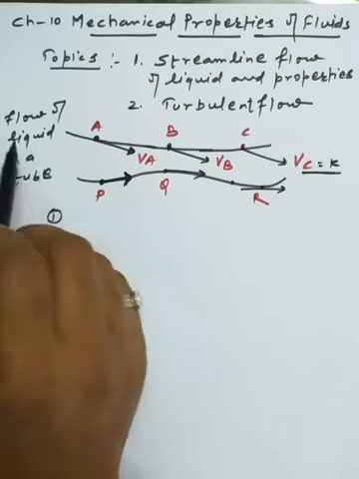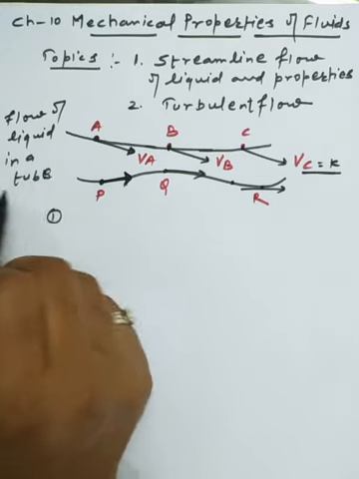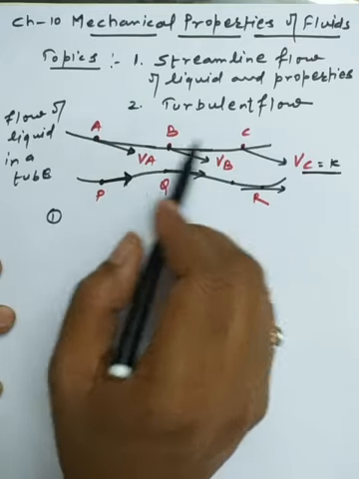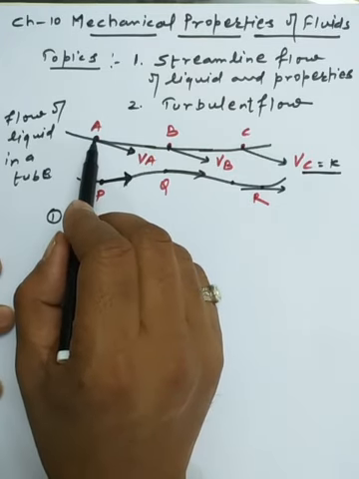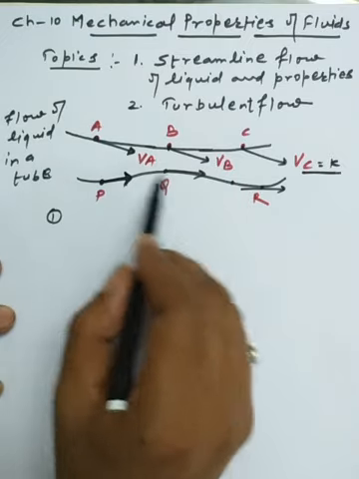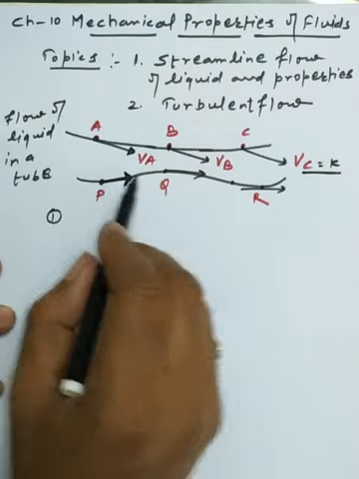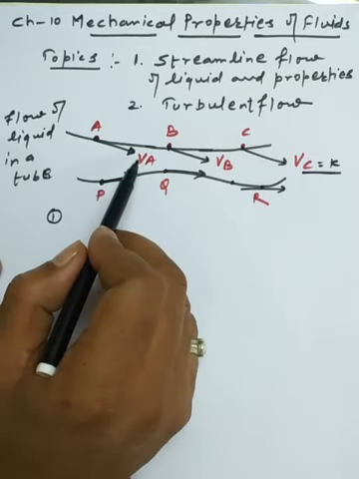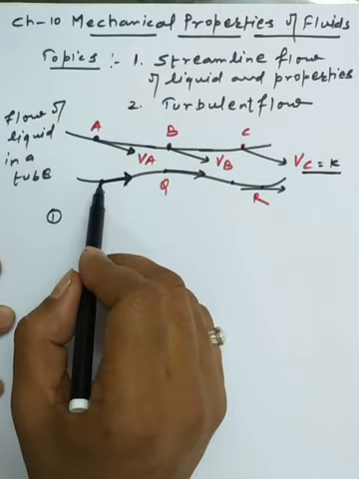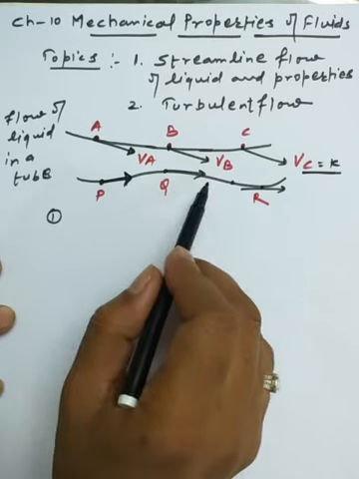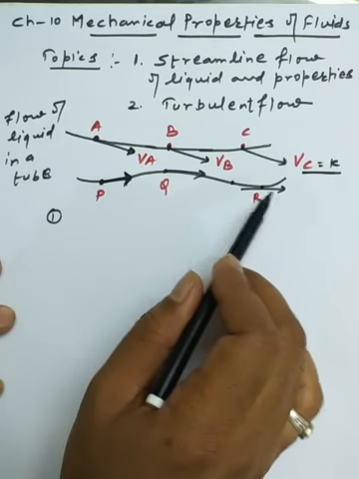For it, I am imagining a flow of liquid in a tube, and here I have mentioned a streamline, and the points are A, B, C, and another streamline for which I have mentioned the points P, Q, and R. At the points I have drawn some tangents, and these give the direction of the velocity. The tangents on P, Q, and R also indicate the magnitude of the velocity.